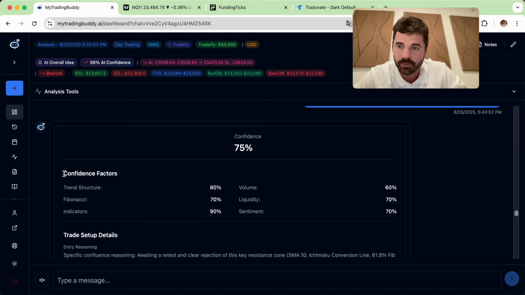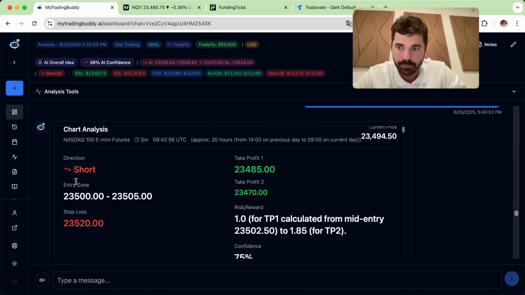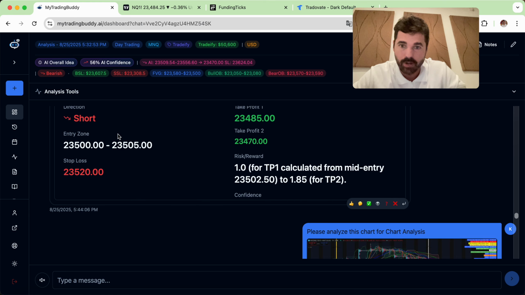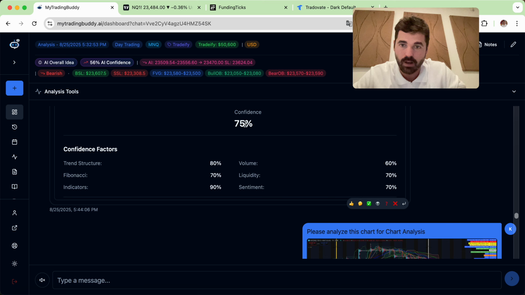So this confidence factor, it's liking this trade idea. Remember, this is the trading idea. Short, enter here, take profit here, and as you saw, this one actually just hit. It would have worked out. I don't really trade London, so I didn't take this trade. But this trade idea has a confidence of 75%.